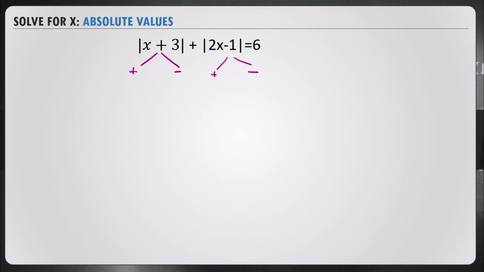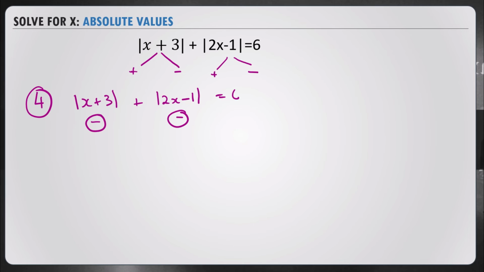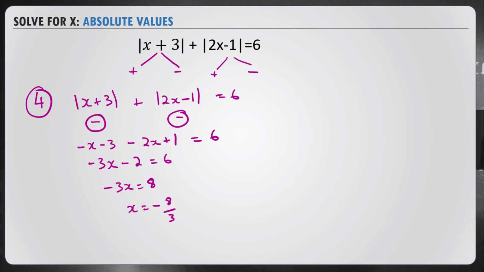Let's move on to the last possible answer, which would be x plus 3 is negative and 2x minus 1 is negative, equal to 6. So let's do this. Negative x negative 3 minus 2x plus 1 is equal to 6. So this gives me negative 3x minus 2 is equal to 6. So negative 3x will be equal to minus 2 becomes plus 2, 8, and x will be equal to negative 8 over 3. Let's plug this in and see if it works.